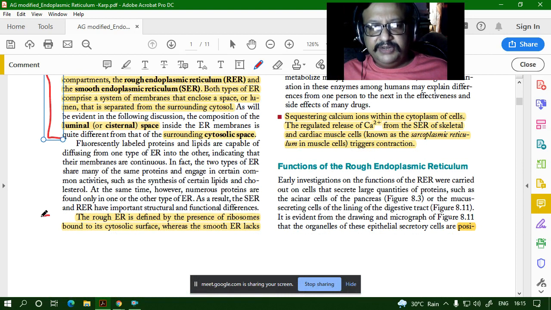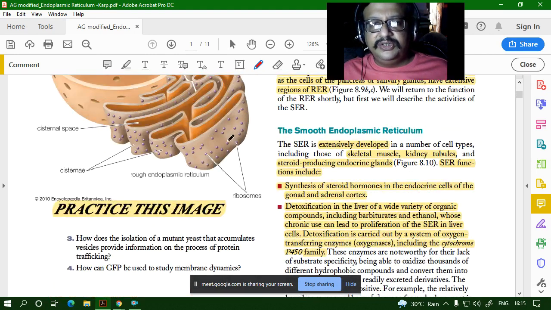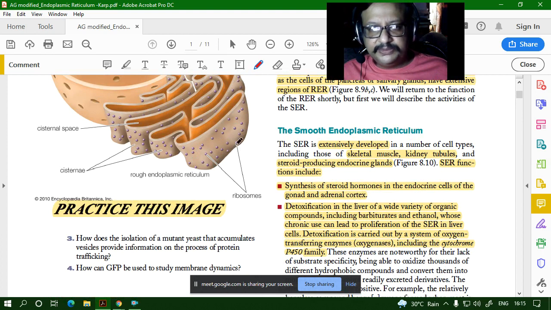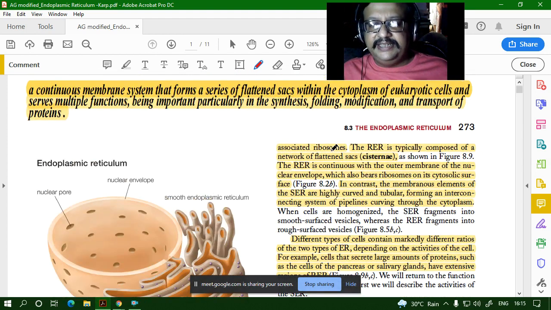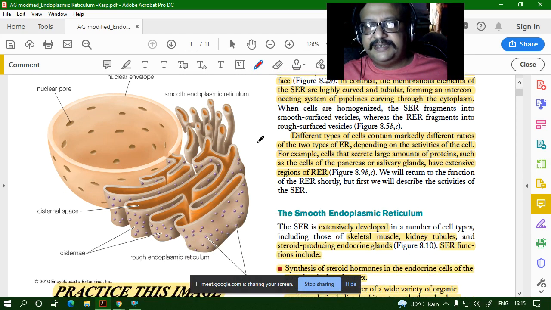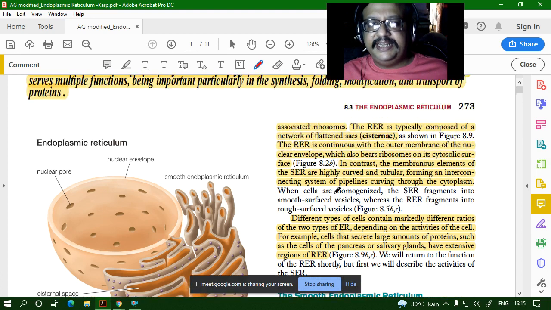The rough endoplasmic reticulum is defined by the presence of ribosomes bound to its cytosolic surface. This side, facing the cytosol, is known as the cytosolic surface. It has lots of ribosomes attached, and therefore the rough endoplasmic reticulum is associated with ribosomes. The RER is typically composed of a network of flattened sacs, known as cisternae. The rough endoplasmic reticulum is continuous with the outer membrane of the nuclear envelope, which also bears ribosomes on its cytosolic surface.